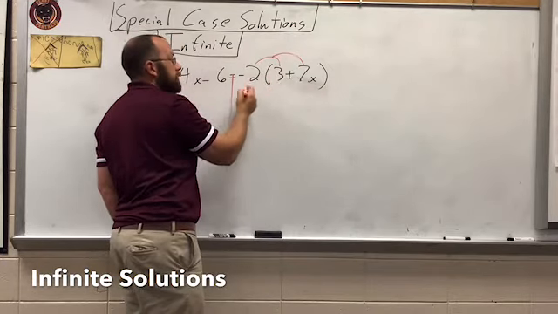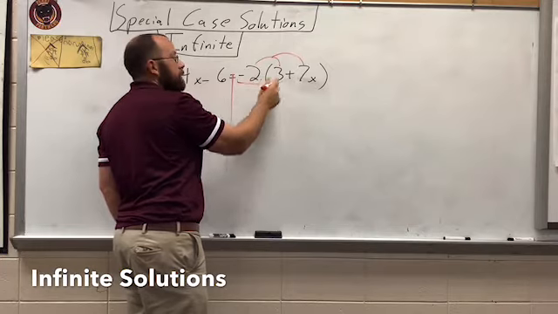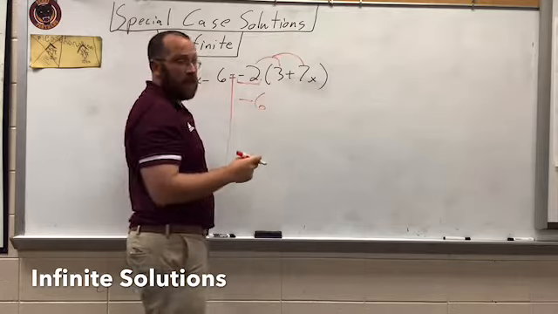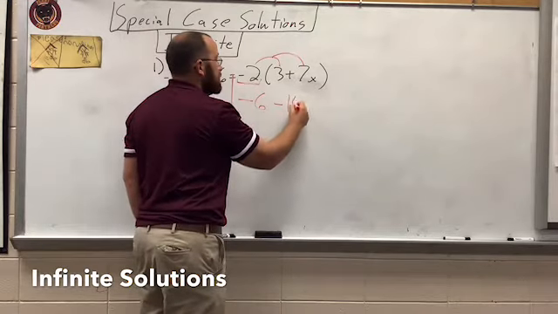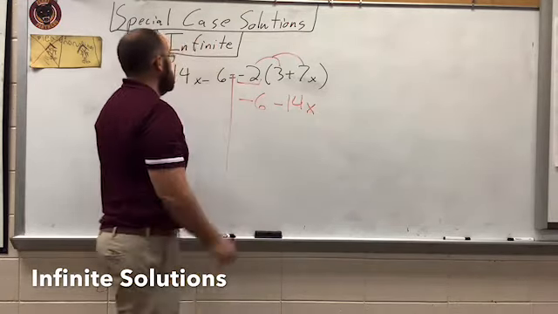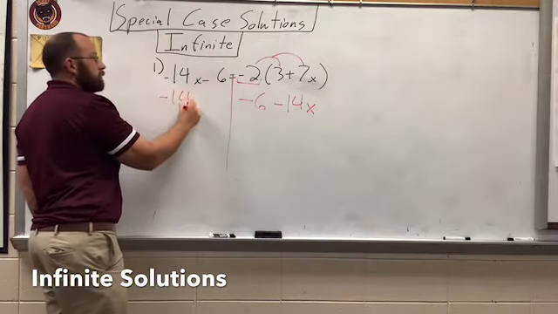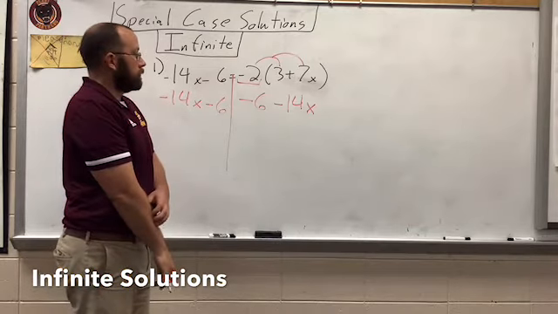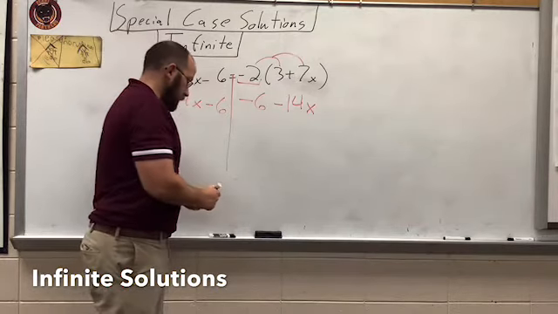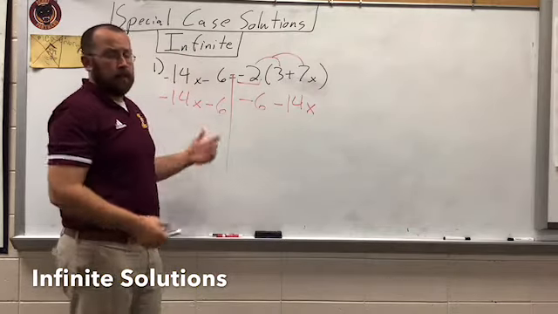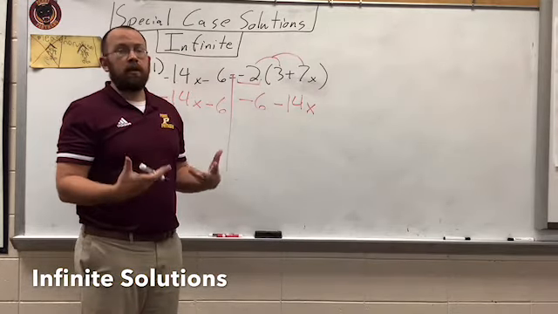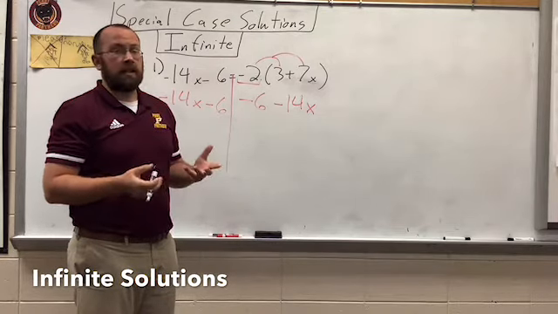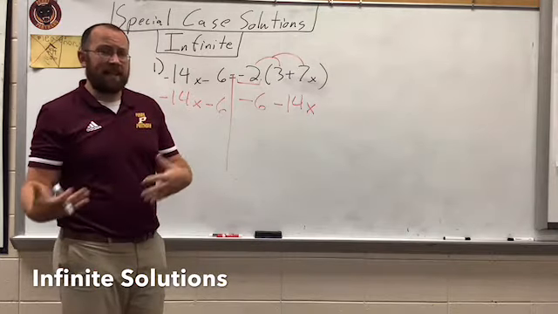Negative 2 times 3 is negative 6. Negative 2 times 7x is negative 14x. Then we bring this down. Now you can already see they look alike. But just because they look alike, still go through the operations to make sure. Because sometimes it'll look the same, but it's not exactly the same.